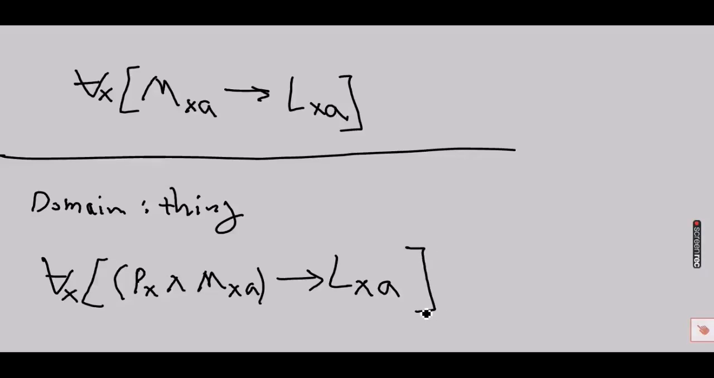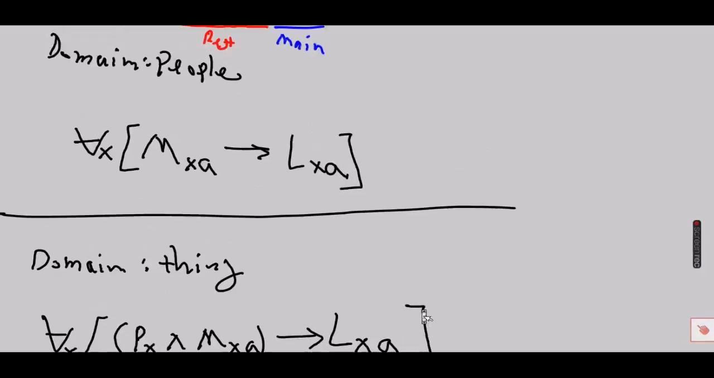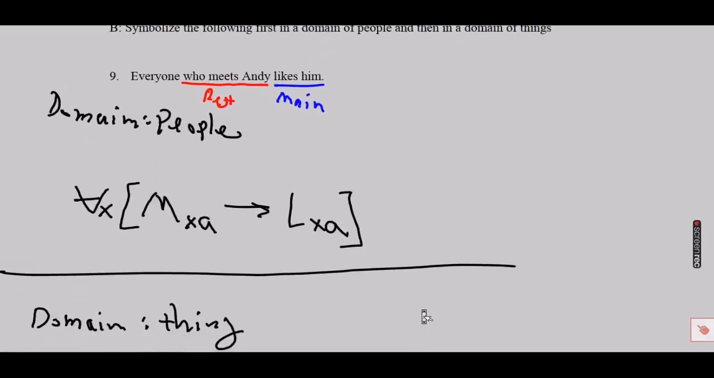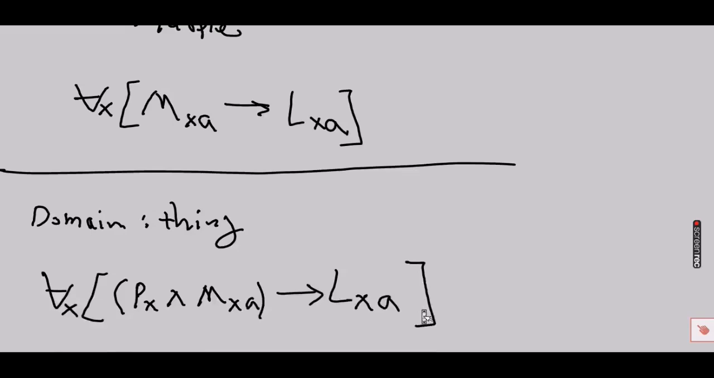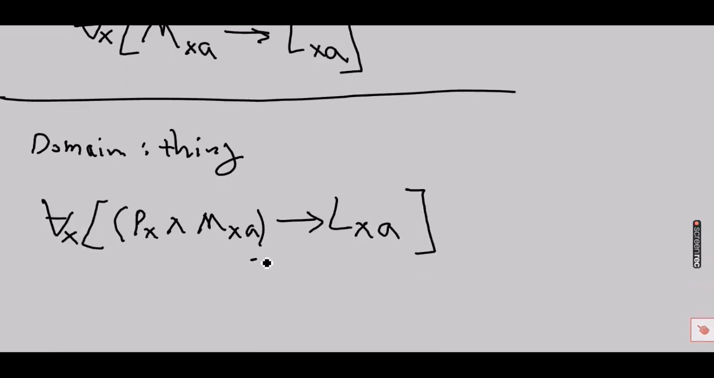Okay, so this is the formulation, symbolization when you are using the domain of things. All you need to do is that if you are using the domain of things, there is going to be an additional restrictor predicate, namely people. Because the sentence is not just talking about things in general, the sentence is talking about people who meet Andy, right? So people who meet Andy.